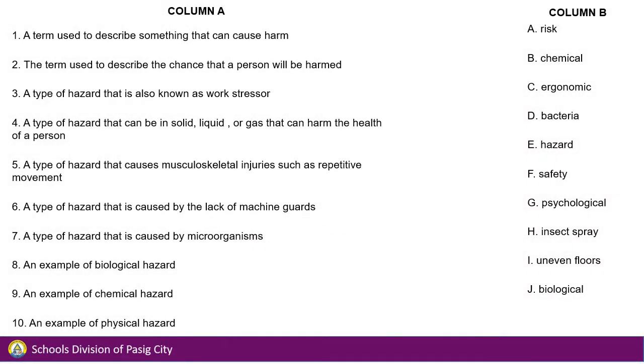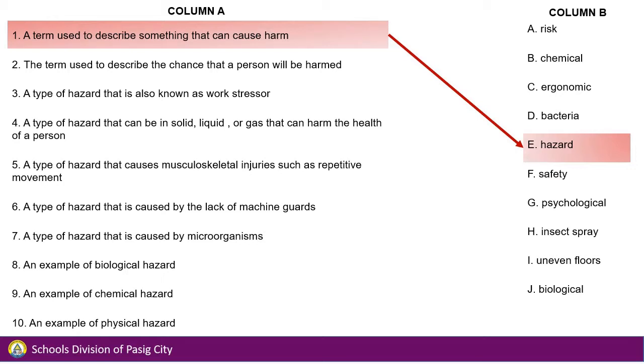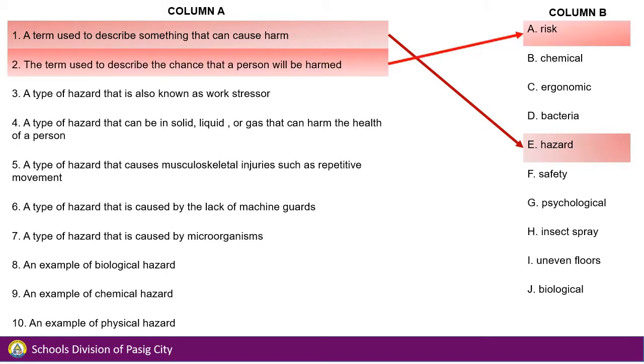Number 1. A term used to describe something that can cause harm. E. Hazard. Number 2. A term used to describe the chance that a person will be harmed. A. Risk. Number 3. A type of hazard that is also known as work stressor. G. Psychological. Number 4. A type of hazard that can be in solid, liquid, or gas that can harm the health of a person.